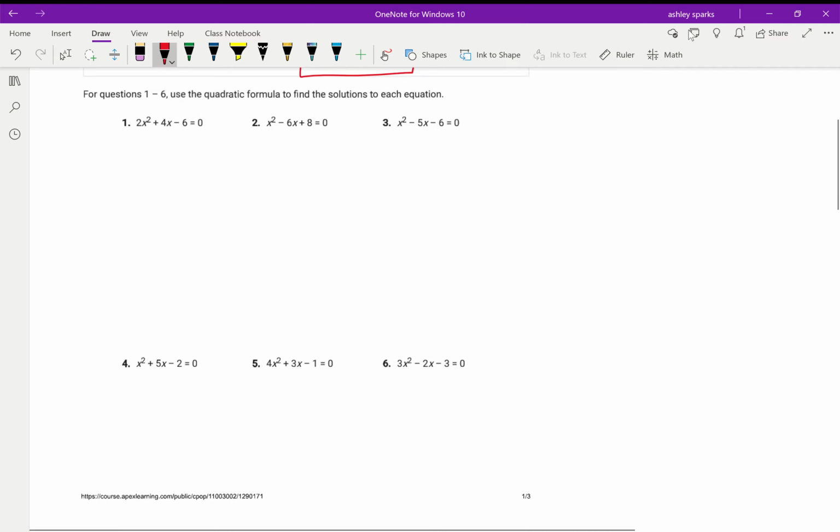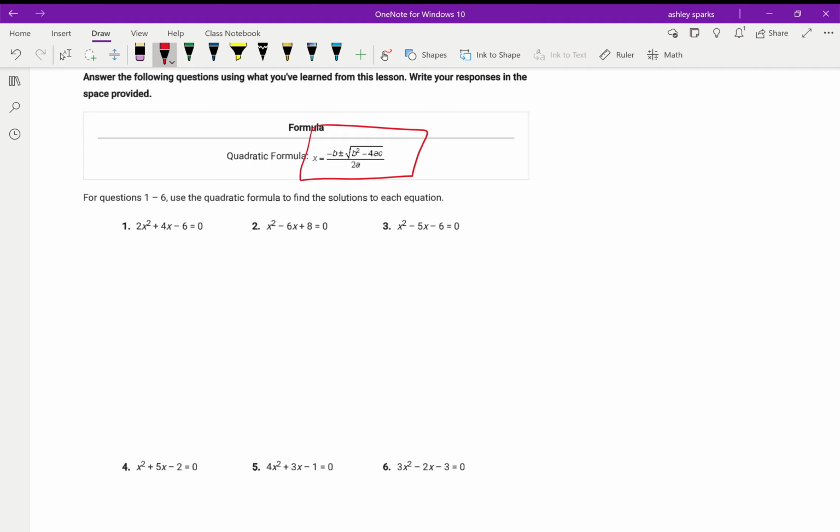So I'm going to start with number 1 and identify all my parts. 2 is a, 4 is b, and that negative 6 is my c. So I'm going to plug them all in. So I get negative 4 plus or minus the square root of 4 squared minus 4 times 2 times negative 6, all over 2 times 2.